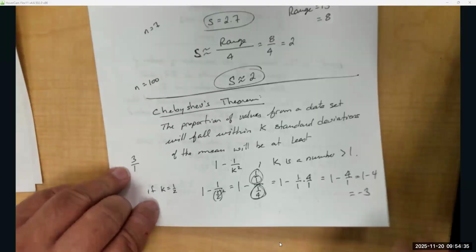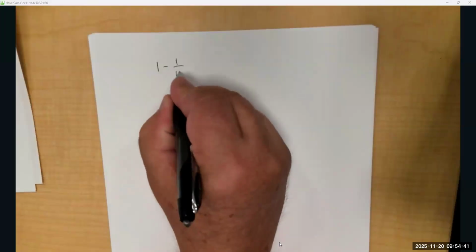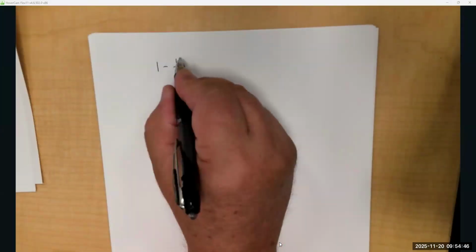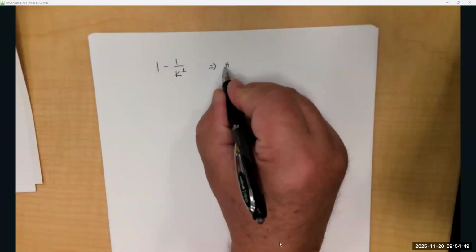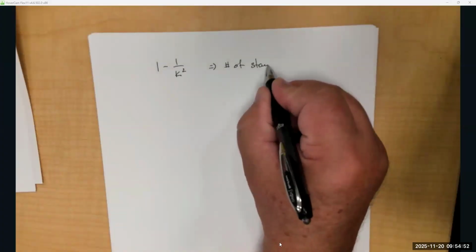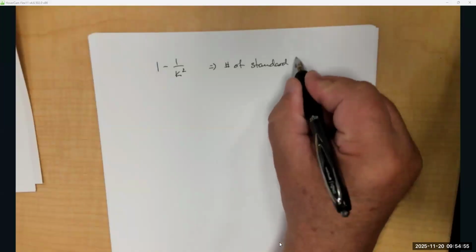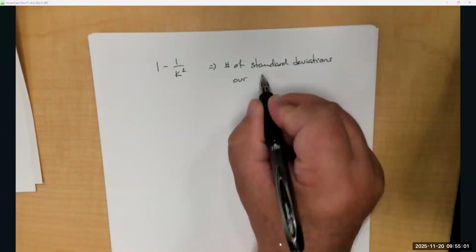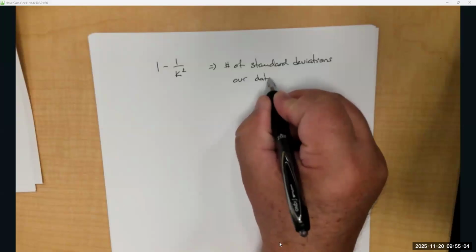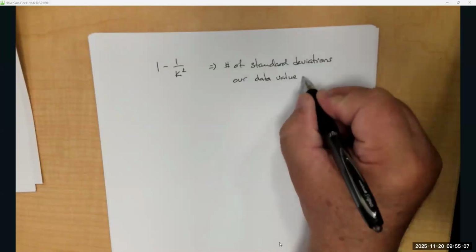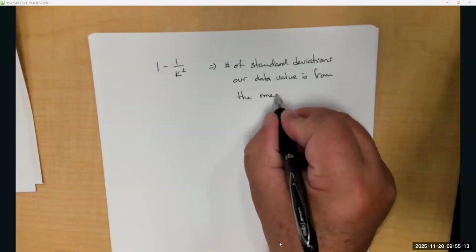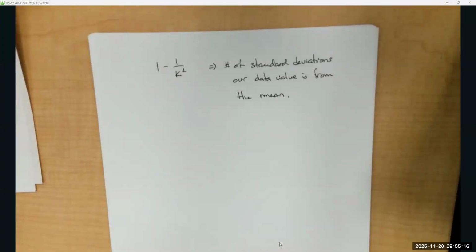So what this formula says, 1 minus 1 over K squared, tells us the number of standard deviations our data value is from the mean. That's what the whole thing just said a second ago.